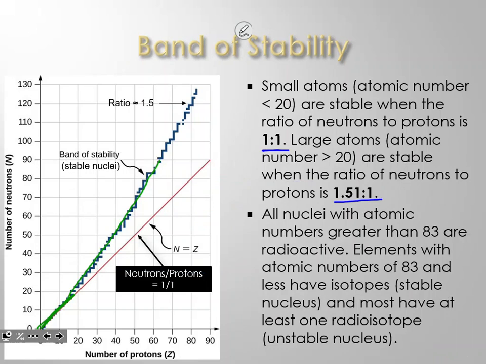And as they get larger and that ratio increases, then the instability starts to occur. Okay? So as you get up there, it wants to establish that 1.5 to 1 ratio and be right around there. Typically, it will undergo decay until it reaches some sort of stability in that range. Okay? So we say nuclei with atomic numbers greater than 83 are radioactive. Elements with atomic numbers of 83 and less have isotopes that can be radioactive, but they're usually in very small percent abundances.